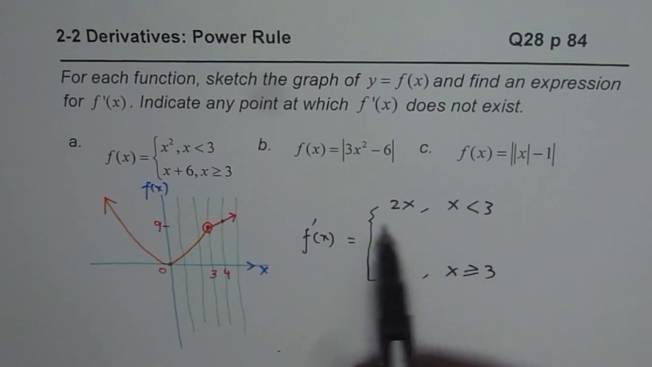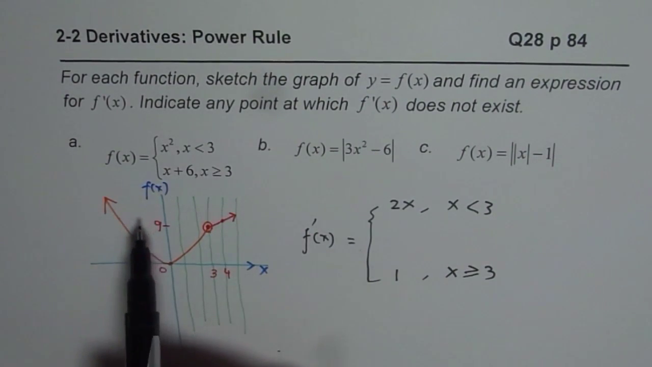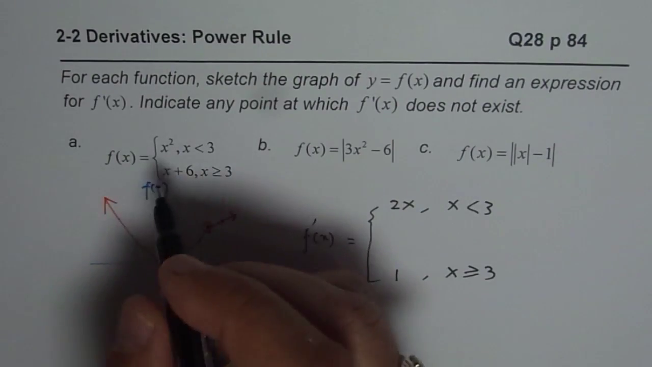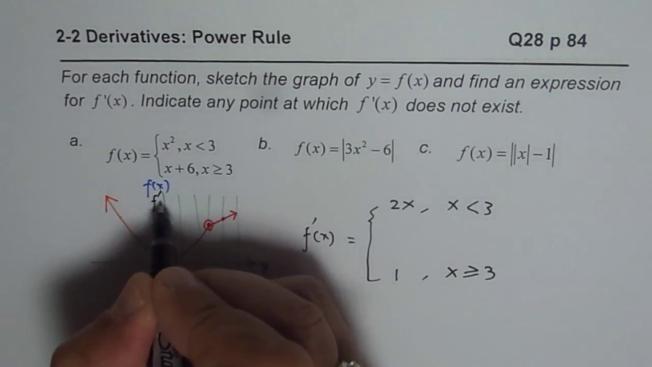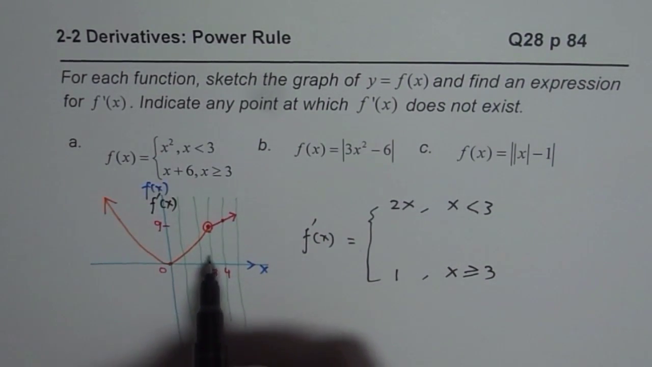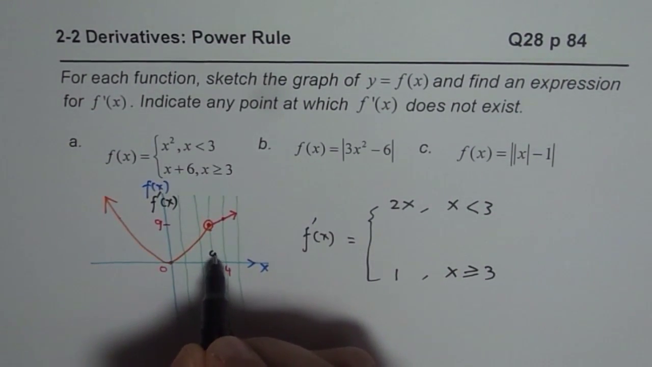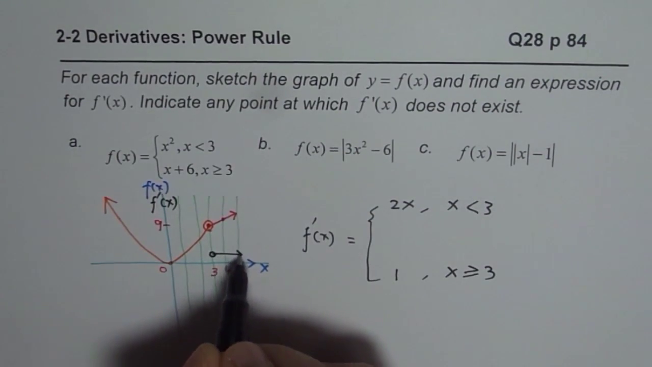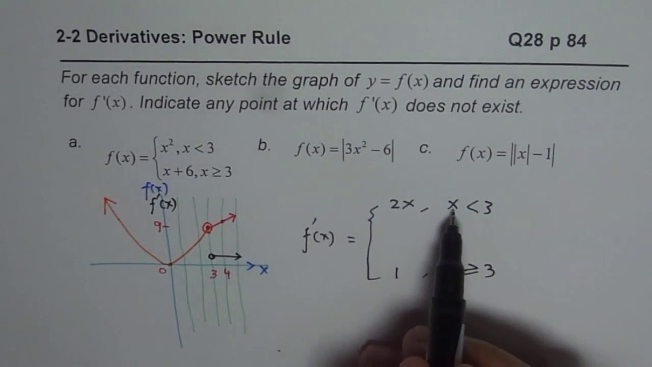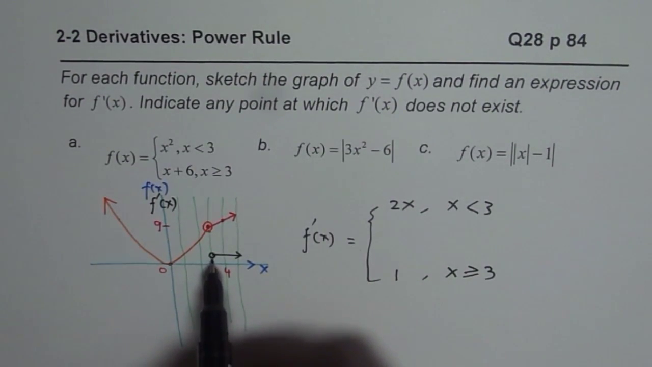So the derivative when x is less than 3 is a straight line, 2x, and it's a constant value of 1 when x is greater than 3. Let us now sketch the derivative on this graph. So f dash x: on the right side of 3 it is 1, right? So let me say this is 1, and on the right side it is 1. If I put 3 here, I get 6. Do you see that? So it is not the same. Therefore, the derivative does not exist at 3.